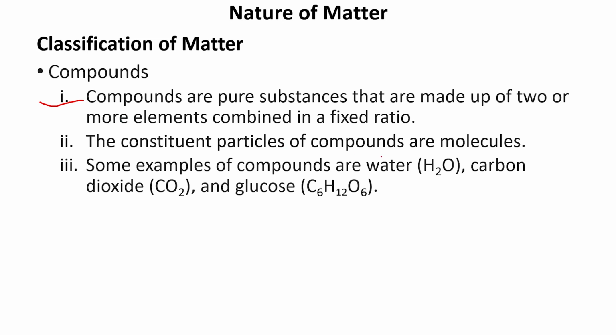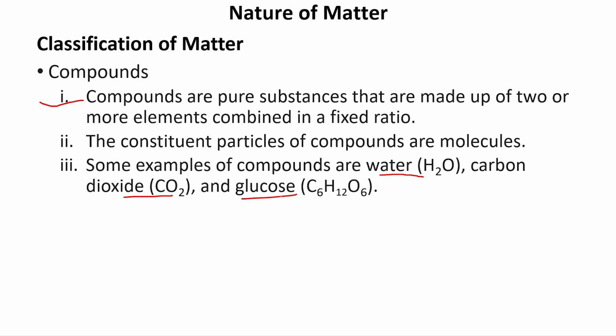In a compound it can be only a molecule, because you have to have two different things, and two different things can form a compound only and not an atom. Some examples are carbon dioxide, glucose, and water. You can see here glucose, which is a complex molecule, but its proportion is fixed.